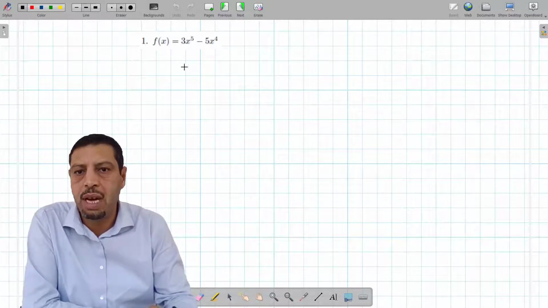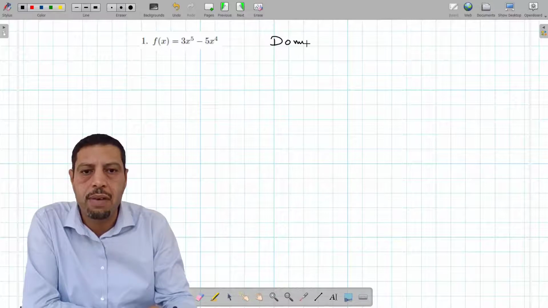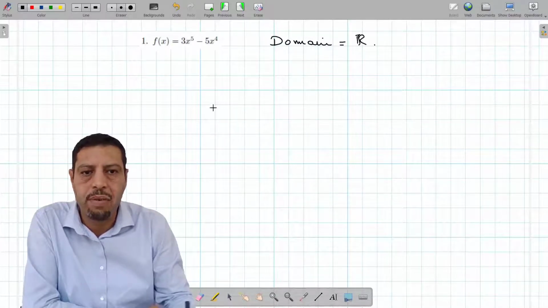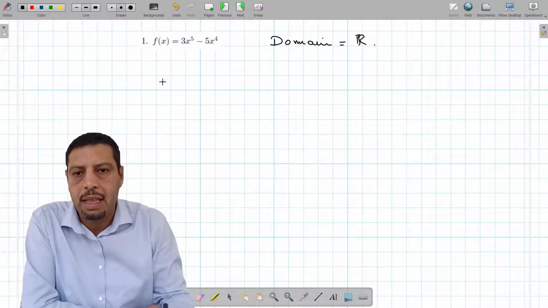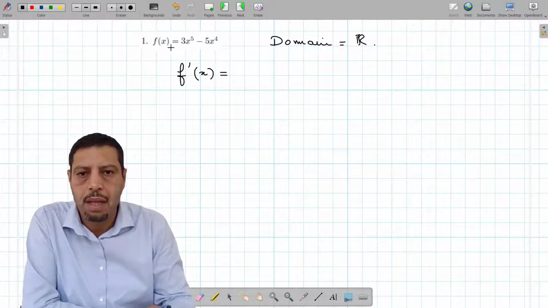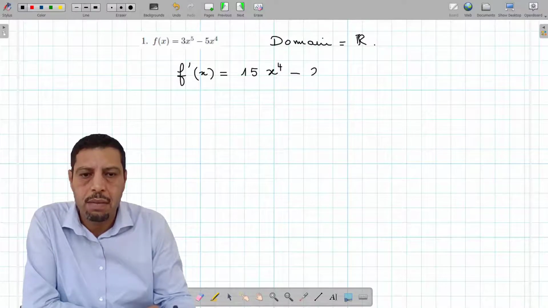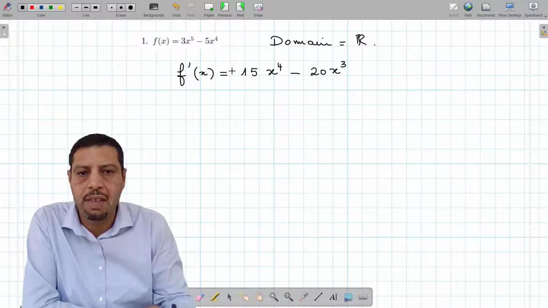The first step when you are dealing with a function is to determine its domain. It's a polynomial function, therefore its domain is R. So it's defined everywhere, okay? And then we're going to find the critical points. So f prime of x equals, here we're going to apply the power rule, so it's 15x to the power of 4 minus 20x cubed, okay? We are applying the power rule to get the derivative.